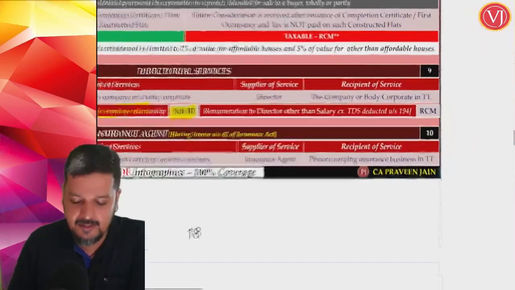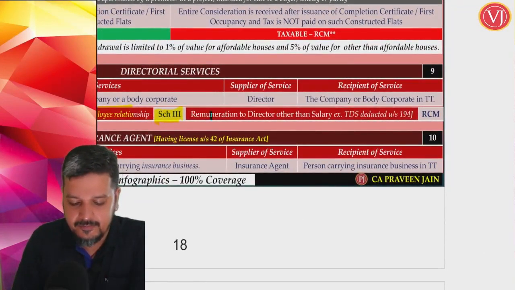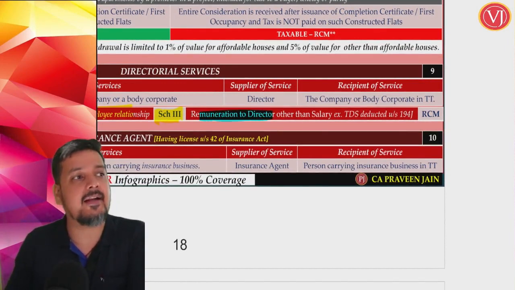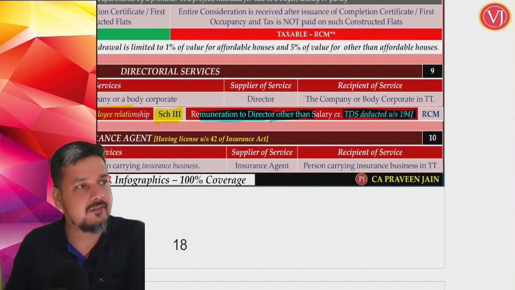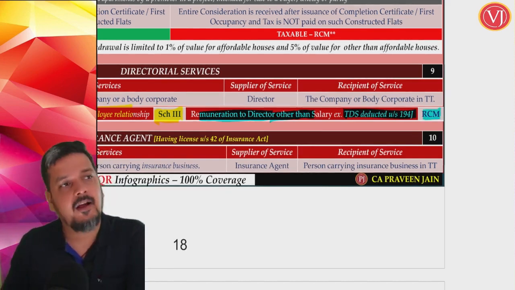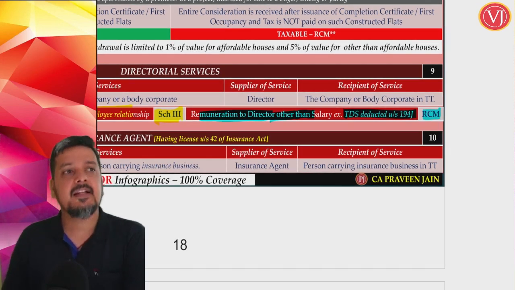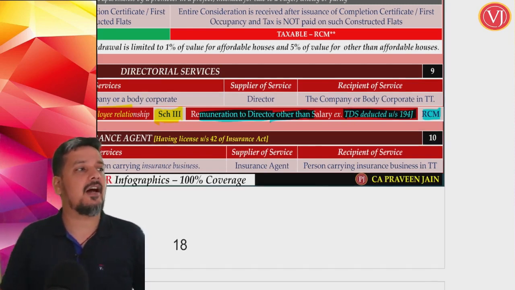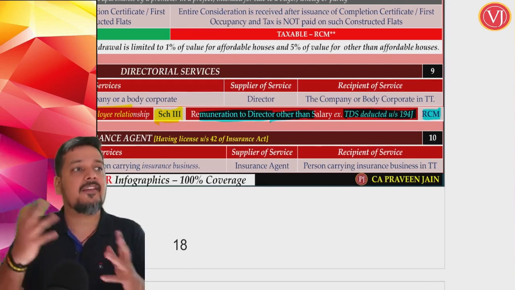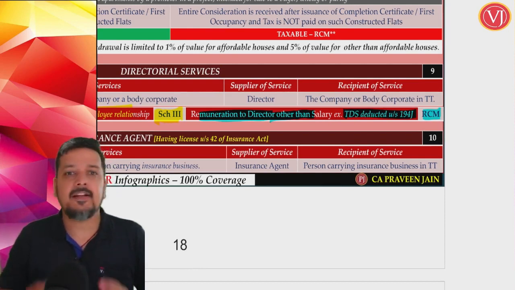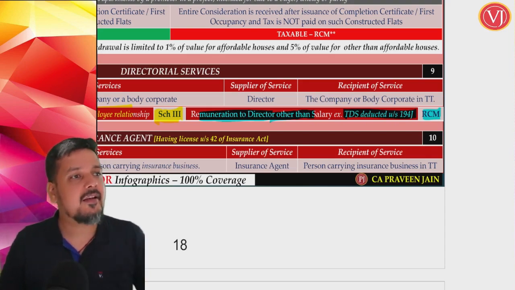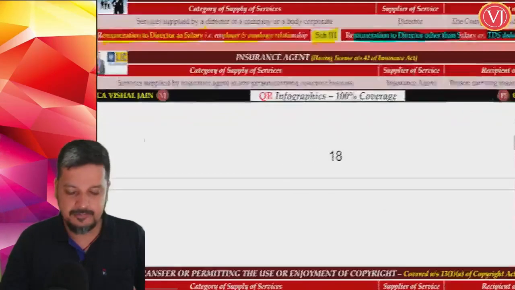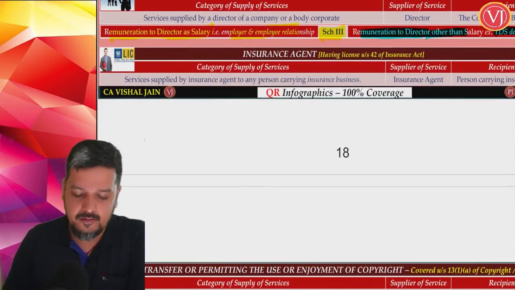Other directors, who are not going to get remuneration but professional fees, where the TDS will also be under 194J. Supply or not supply? Supply. GST will be there? Yes, under RCM. If any director is giving any service other than director service, say for example renting of immovable property, then they are not acting as directors. It will be taxable under FCM. Insurance agent services. Who's the supplier?